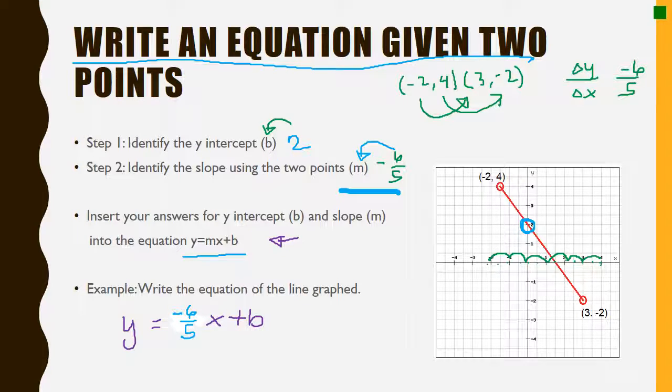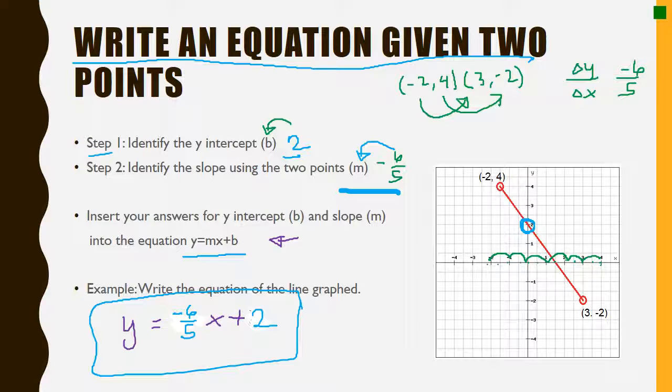And then I want you to delete the b. Go ahead and erase that out of there. And in its place, I want you to write 2, because that's your y-intercept. And bam, there's your equation. Bam, paper towels, you're done.